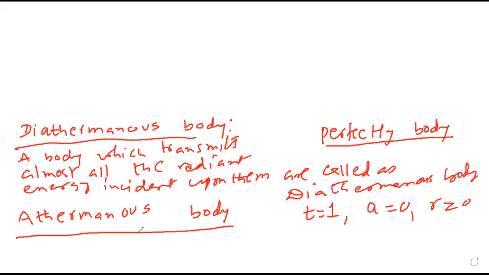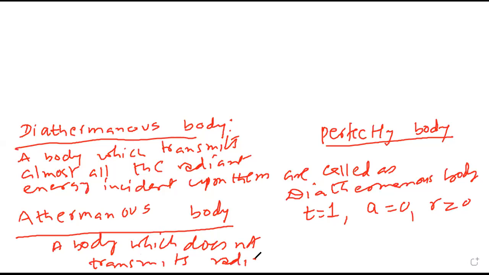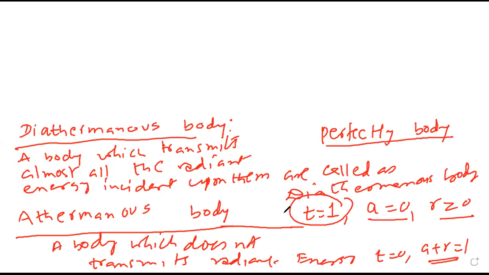Athermaneous body: a body which does not transmit radiant energy incident upon it is called an athermaneous body. So they do not transmit, T is zero and A plus R equals one. Diathermaneous transmits all, therefore T is one, A and R zero. Athermaneous does not transmit, T is zero and A plus R equals one.